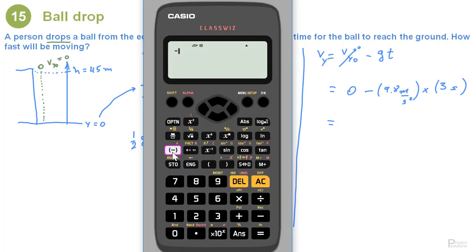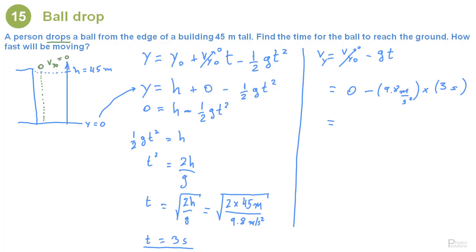Let's see what we get. Minus 9.8 times 3, 29.4. We can simply write minus 29 meters per second. So this is the velocity when the ball hits the ground. Notice the minus sign here in front of the 29. This is telling us that the velocity is pointing downward, which is exactly what we expect since the ball is going all the way from the top of the building, hitting the ground. So the velocity here at the bottom is pointing downward, which is in the opposite direction from the y-axis. This is why we find this negative sign.